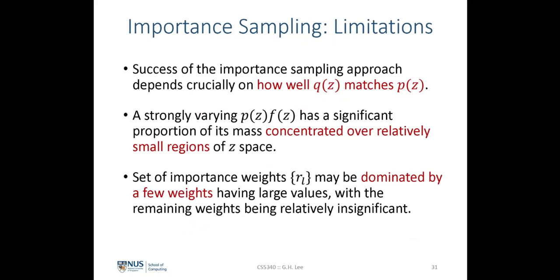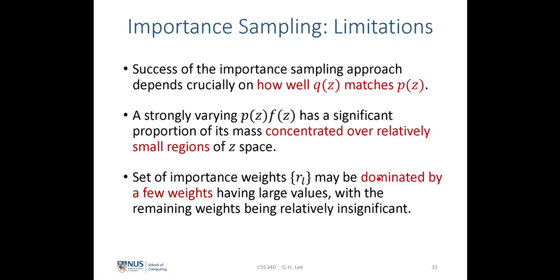Now there are also some limitations of the importance sampling algorithm. The success of the algorithm depends critically on how well the target distribution matches the proposal distribution, and on whether a strongly varying P multiplied by F has a significant proportion of its mass concentrated over small regions of the Z space. What this means is that the set of importance weights may be dominated by a few weights having large values, with the remaining being insignificant.